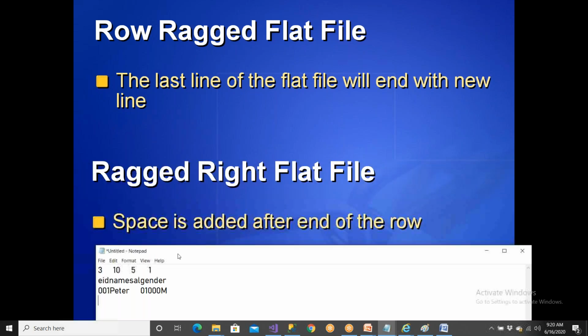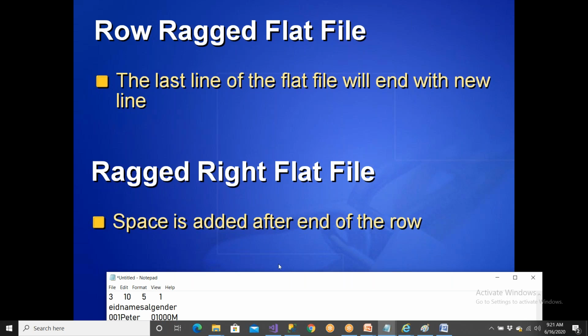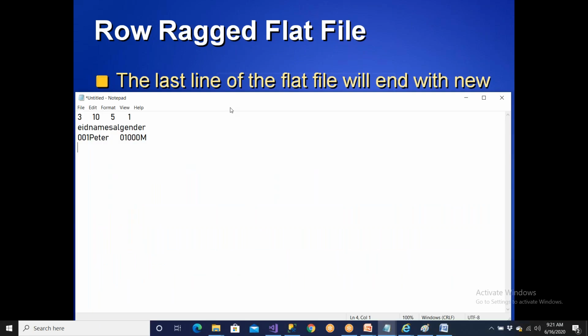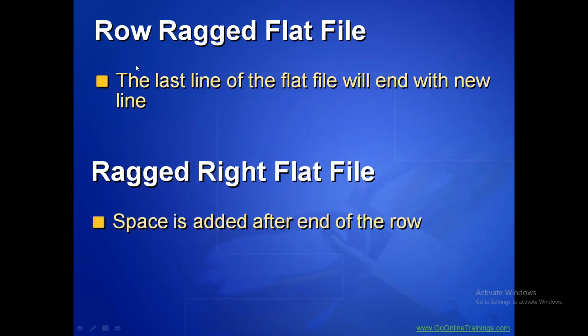And you have ragged right flat files. Space is added after the end of the row. Sometimes you may have data, but after this you have a lot of spaces like this. For example, I have employee ID, employee name, employee salary, employee 1, say Ram, and 1000, employee 2, Kiran, 2000. I have some data, and after that you will find some kind of spaces there. When you have these spaces, it is going to be occupying a lot of space, and you need to trim the space and dump it to the destination.